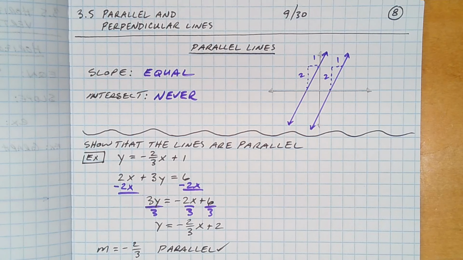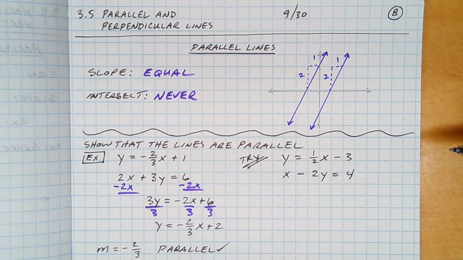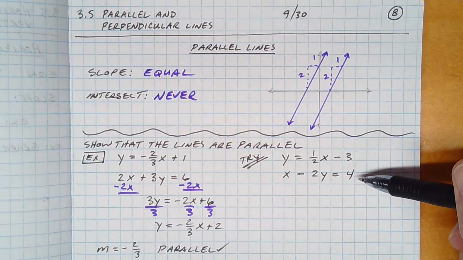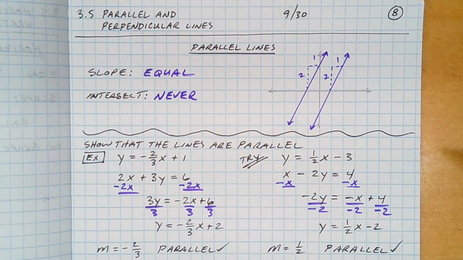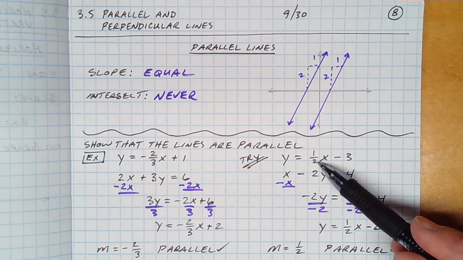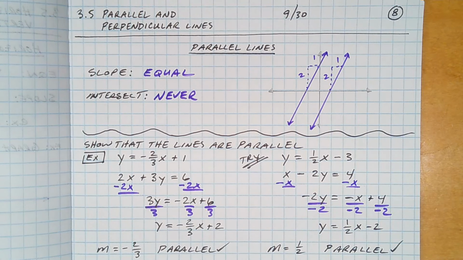All right, I'm going to have you try one next. Try this out: y equals 1/2 x minus 3 and x minus 2y equals 4. Rewrite this in slope-intercept form and find the slope. We should have done this, and we could see that y equals 1/2 x minus 2 when we rewrite it in slope-intercept form, which means they have equivalent slopes of 1/2, and they are parallel.